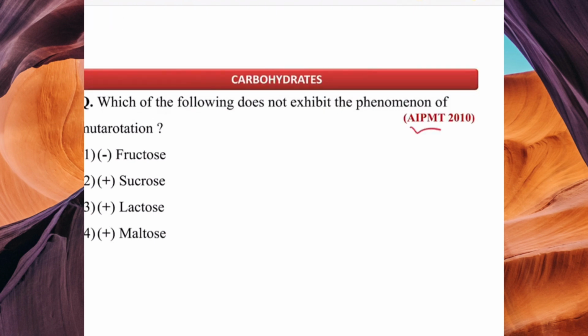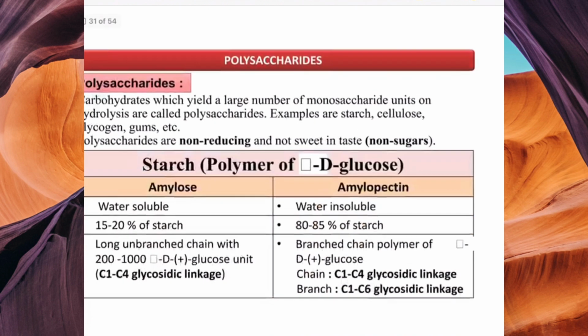There is a question in AFMC 2010. Which of the following does not exhibit the phenomenon of mutarotation? Only reducing sugars show the phenomenon of mutarotation. Therefore, sucrose is a non-reducing sugar and does not show mutarotation.